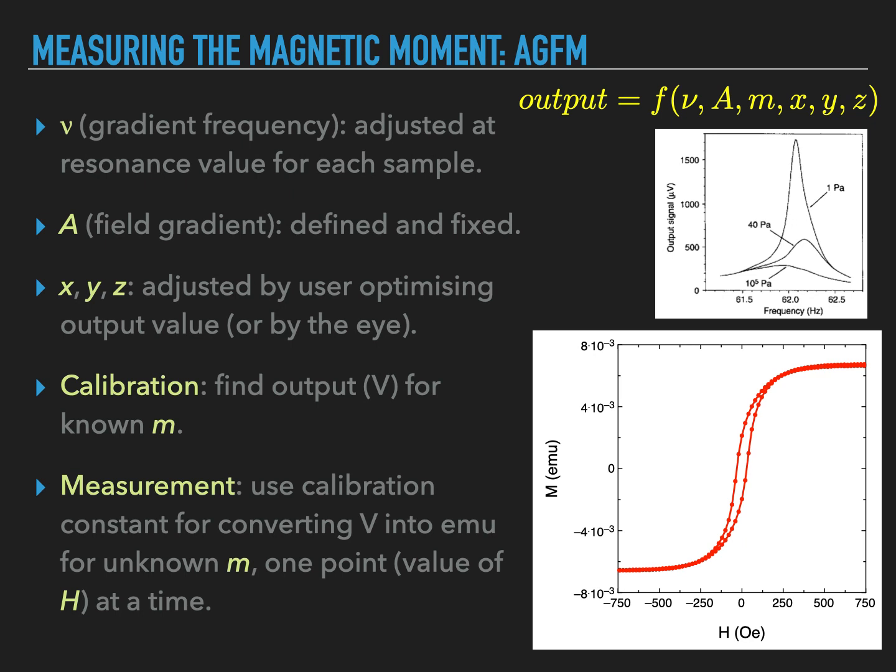First, you calibrate the system with a sample of known magnetic moment, you find the output coming from the piezoelectric transducer, and you use that calibration factor to measure the magnetic moment of your unknown sample. The measurement is done, as in the case of VSM, point by point. You apply a magnetic field of the intensity that you want, and you measure through this technique of alternating gradient the magnetic moment of the sample. Then you change the magnetic field, measure again the magnetic moment of the sample, and point by point you end up measuring a whole magnetization curve, for example, a hysteresis loop.